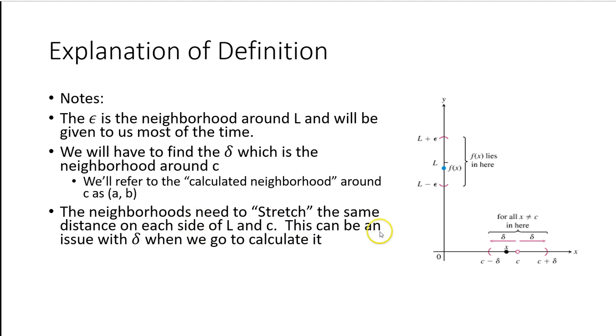Please understand the delta will be the smaller of these two distances. Remember that. This was our A and our B. This was our C, so we found the distances here. This delta will stretch the same to each side, okay? Now remember, it may not cover all of A to B, but it will go on both sides.